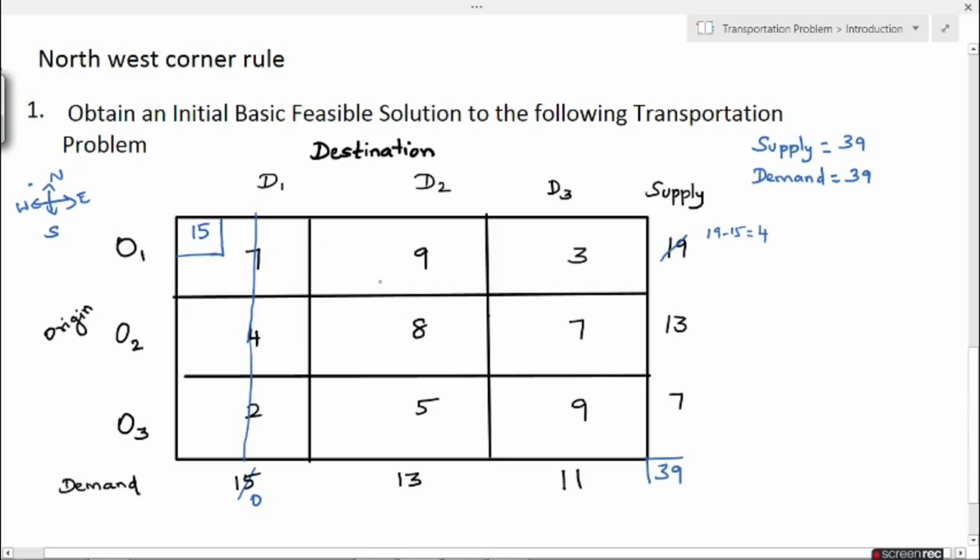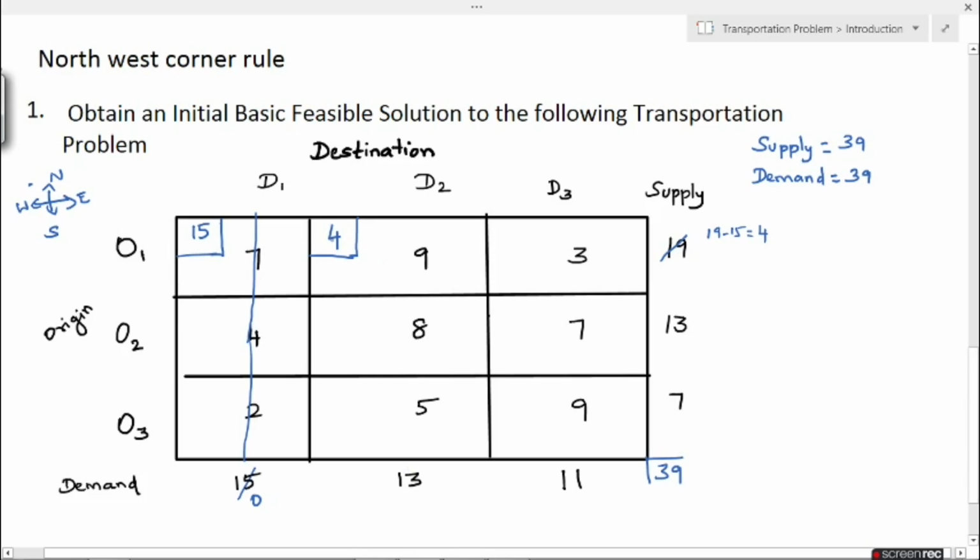Next, move on to the remaining cells. So next, the northwest corner side is this point, because in this table, this is the northwest corner side. So our next allocation should be at O1 and D2. So we have to consider the corresponding demand and supply. The corresponding supply value is 4 and the corresponding demand is 13, which is minimum 4. So we have to allocate 4 here.